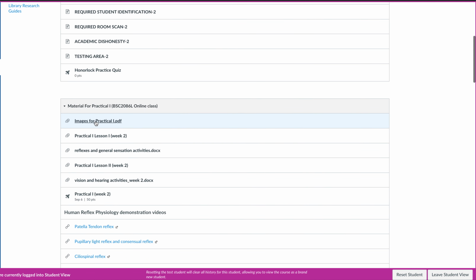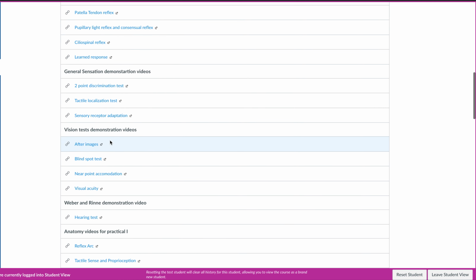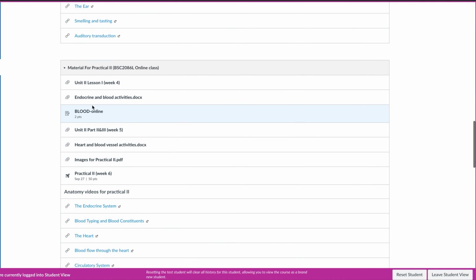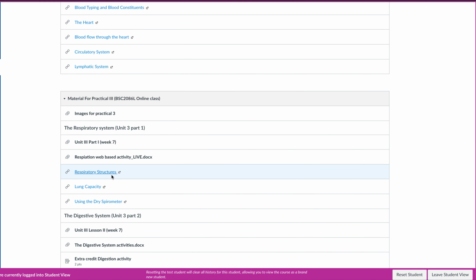If you notice here, we have 4 main modules under which you're going to have different lessons. So practical 1, lesson 1, practical 1, lesson 2. Under the second module, you have practical 2 or unit 2, lesson 1, and then lesson 2. Also under each of those modules, you're going to have the important videos illustrating the various exercises that you're going to need to be completing in those lessons.